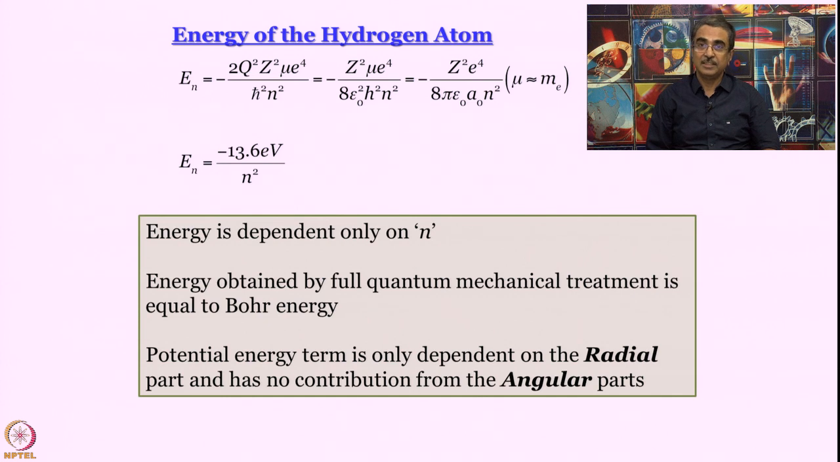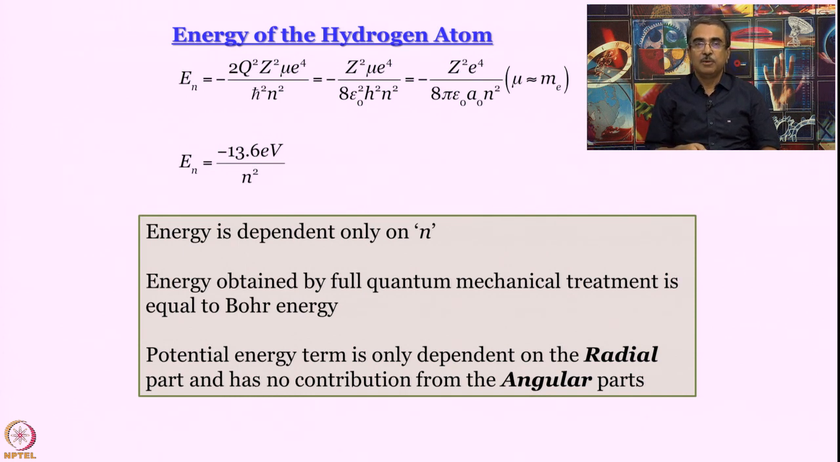Is that right? Is that wrong? Well, it is right, it is fine. Why do you get that fine structure? Actually, fine structure is obtained for other atoms, and for other atoms this degeneracy is lifted. We are not going to talk about that in this course.